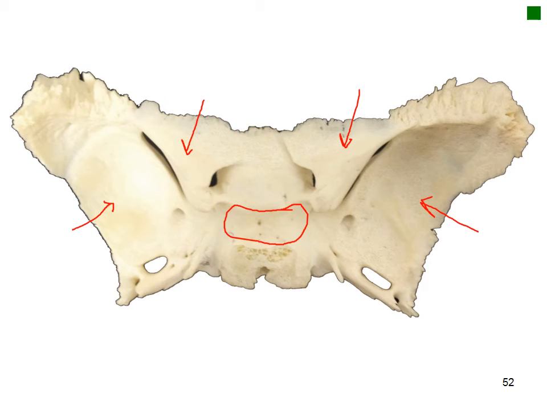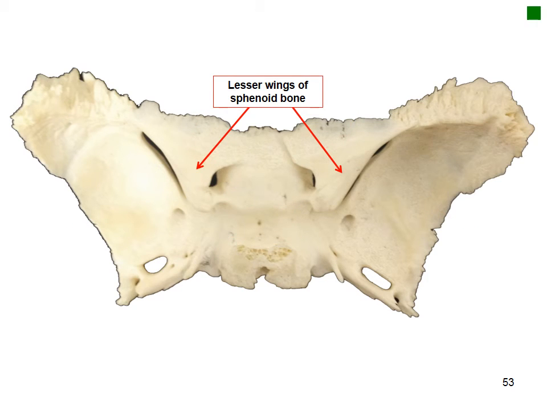Now this is a superior view from your book. It's a little washed out. This area here is a little hard to see depth perception wise, but that is the area of the sella turcica. This would be the lesser wing on the right and the lesser wing on the left. This would be the greater wing and the greater wing on the other side. Again, just pointing out the lesser wings of the sphenoid bone.